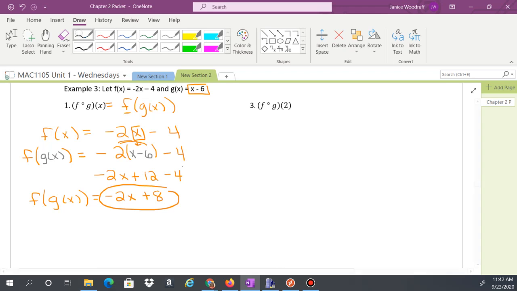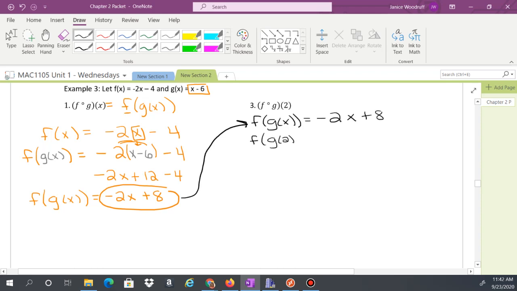You just take your f of g of x and plug 2 in. So f of g of 2 would be -2 times 2 plus 8. So -4 plus 8, 4. So if you've already done f of g of x, do that. If you have not, okay, here's the other way you can do this.